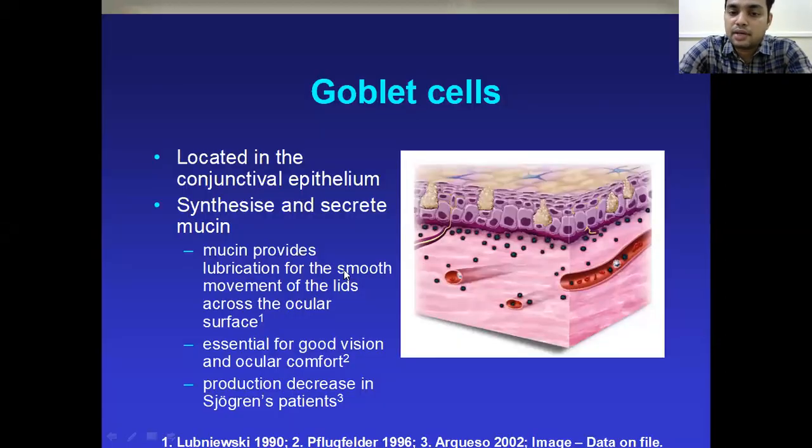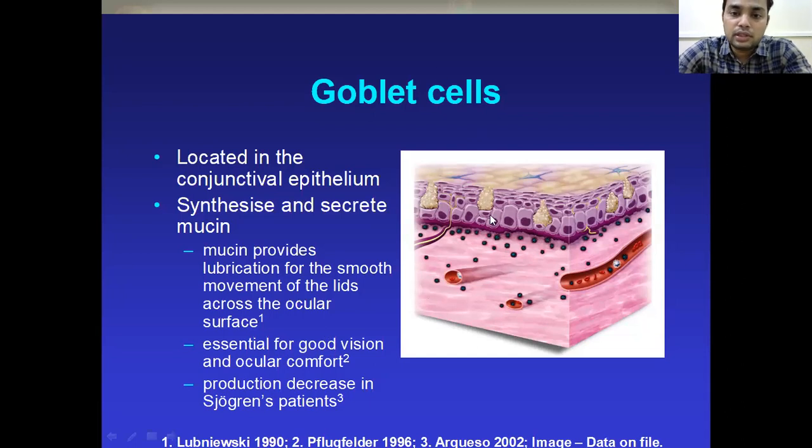Normally the cornea is hydrophobic. The corneal tissue is hydrophobic. Because of the presence of this mucus layer, the hydrophobic nature of the cornea is converted into hydrophilic, thereby helping in attaching the watery tear film onto the cornea and maintaining a stable tear film. So this mucin layer is important for stabilizing the tear film.